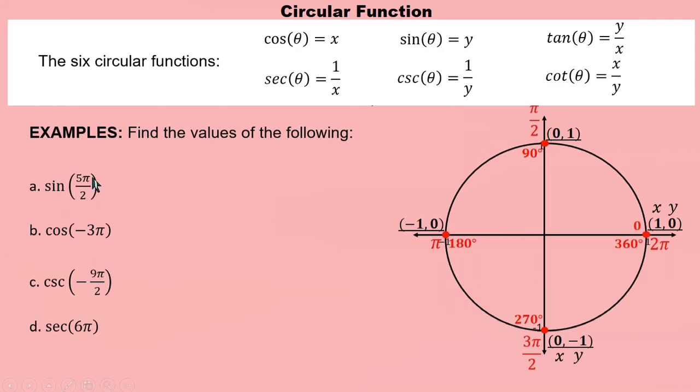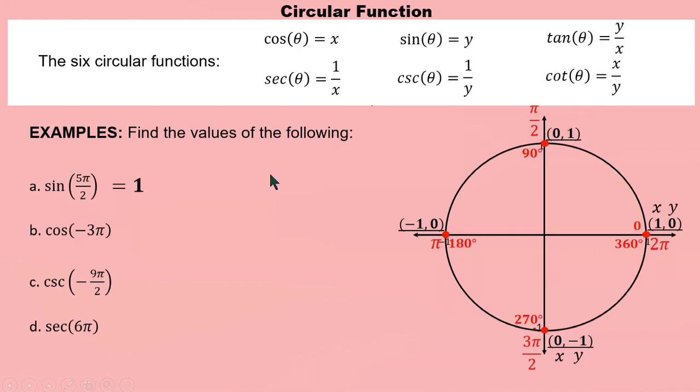since this is a multiple of pi over 2, we just need to count 5 times in a counterclockwise direction since this is positive. Recall that this portion is equal to 1 pi over 2, then 2 pi over 2, 3 pi over 2, 4 pi over 2, and finally 5 pi over 2. It coincides with pi over 2 with coordinates 0, 1. So they have the same coordinates 0, 1 where x is 0 and y is 1. Thus, sine 5 pi over 2 is equal to 1, the y coordinate.